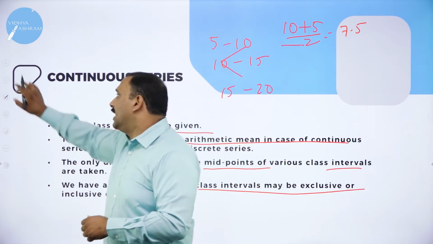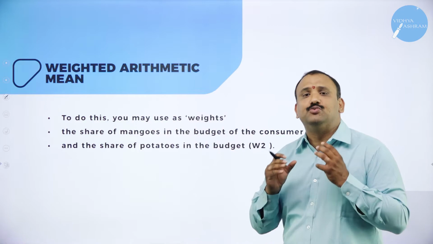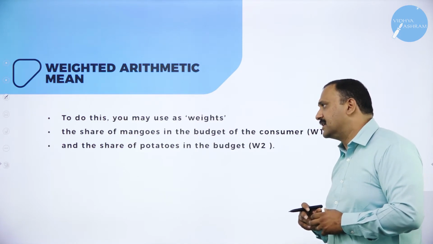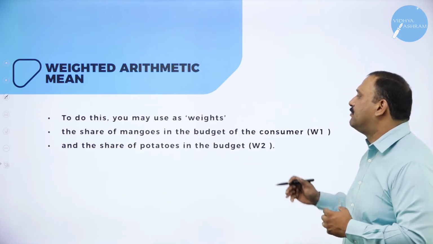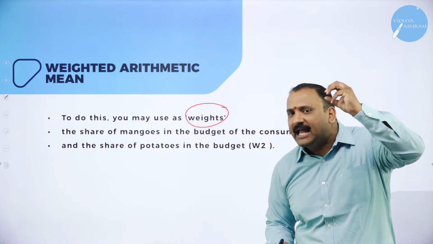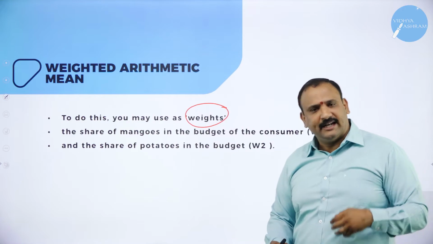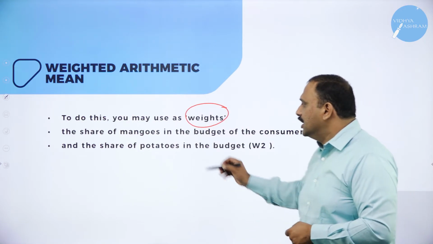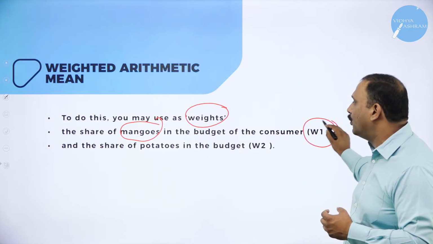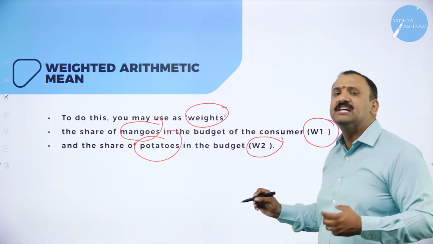Now moving forward, the weighted arithmetic mean. This concept is very important when it comes to statistics, especially its application in economics. It works by using weights, which means we give a weightage, a value, to certain factors, and using that we arrive at the mean. For example, in day-to-day life, you are going to buy mangoes and you use a weightage for that as W1. Similarly, you're going to buy potatoes in the market and the budget value given is W2.